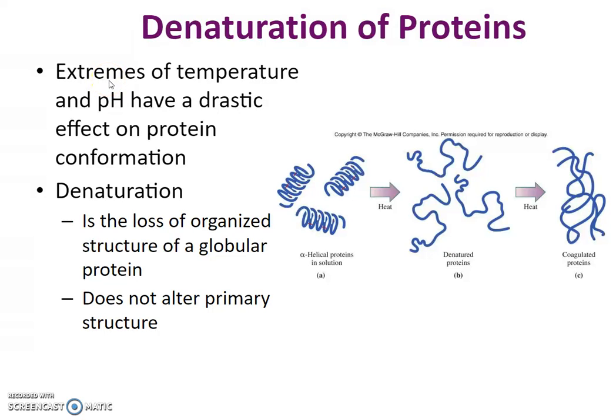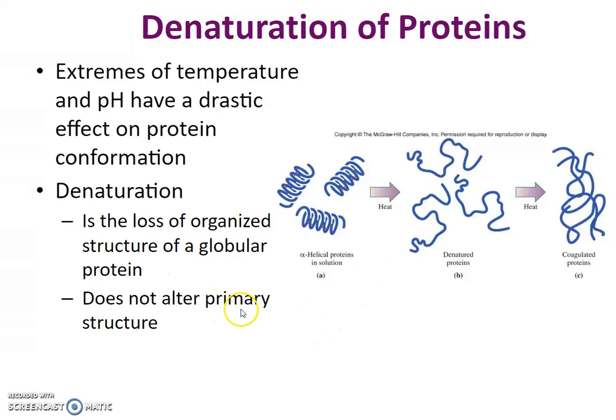Extremes of temperature and pH have a drastic effect on protein conformation, or on the configurations. It causes them to fold incorrectly. It causes them to unfold when you heat them, and then they refold back incorrectly, and then they don't work anymore. This is why very high fevers are dangerous, because it can denature the proteins in your brain.